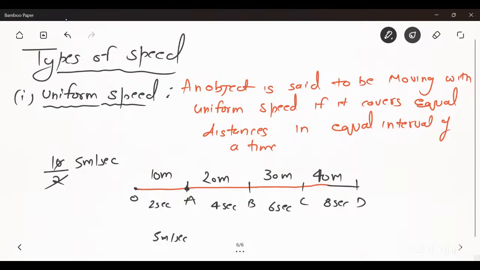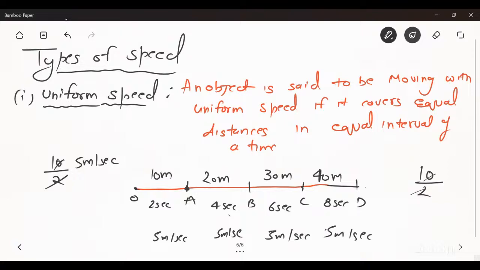Now from A to B, its distance from O to B is 20 and from A to B is 20 minus 10. That distance is 10 upon 2. So you will get 5 meter per second also. Now from B to C is another 10 meter in another 2 seconds. So here you will also get 5 meter per second. From C to D is another 10 meter in another 2 seconds. So 5 meter per second.